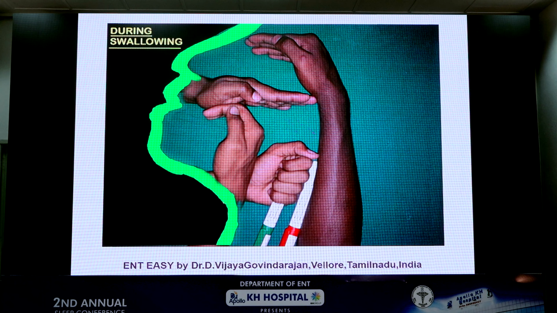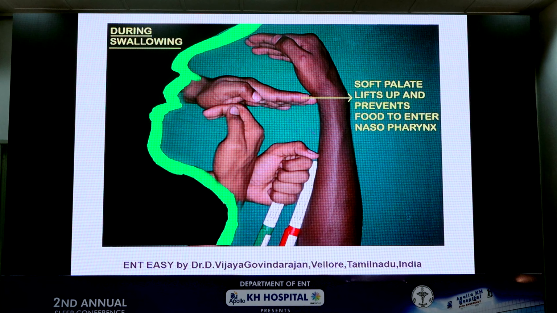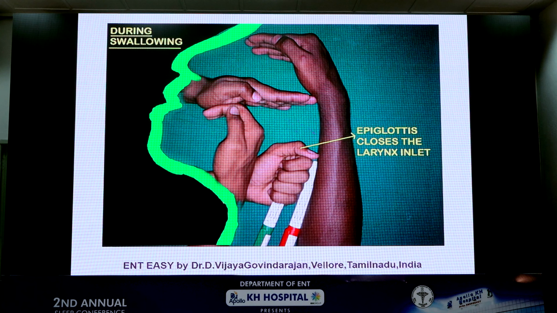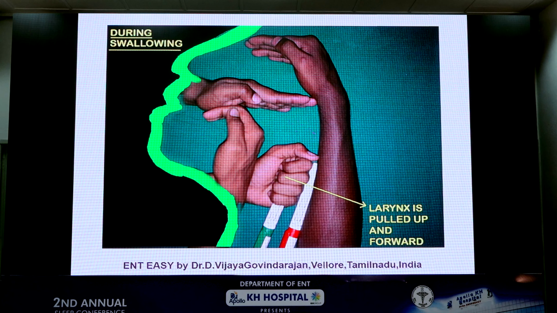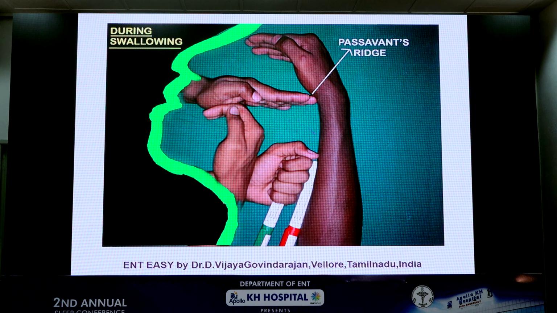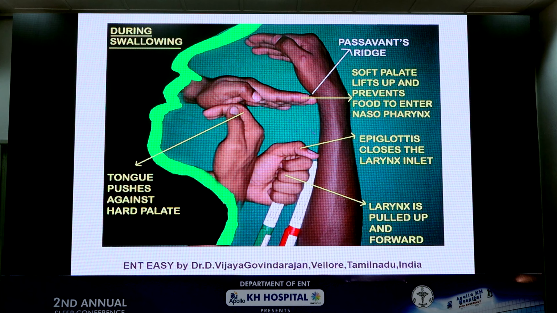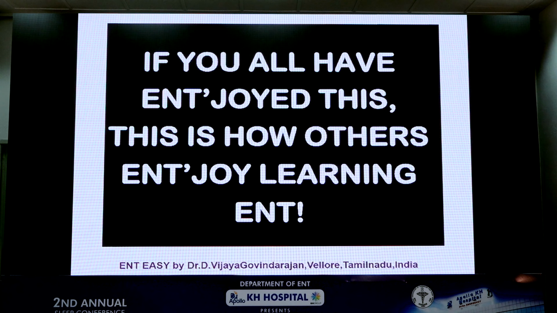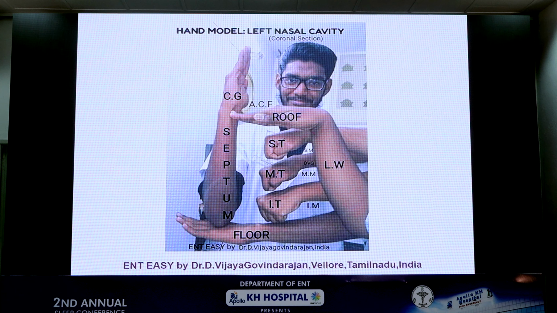Even swallowing I've done, but this basic diagram shows where the tongue pushes against the hard palate, the soft palate lifts and closes the food from entering the nasopharynx, the epiglottis closes the laryngeal inlet, and the larynx is pulled forward and upward. Passavant's ridge is formed in the posterior wall. Very important. This is what happens during swallowing. If you enjoyed this, this is how others enjoy learning with hand models.